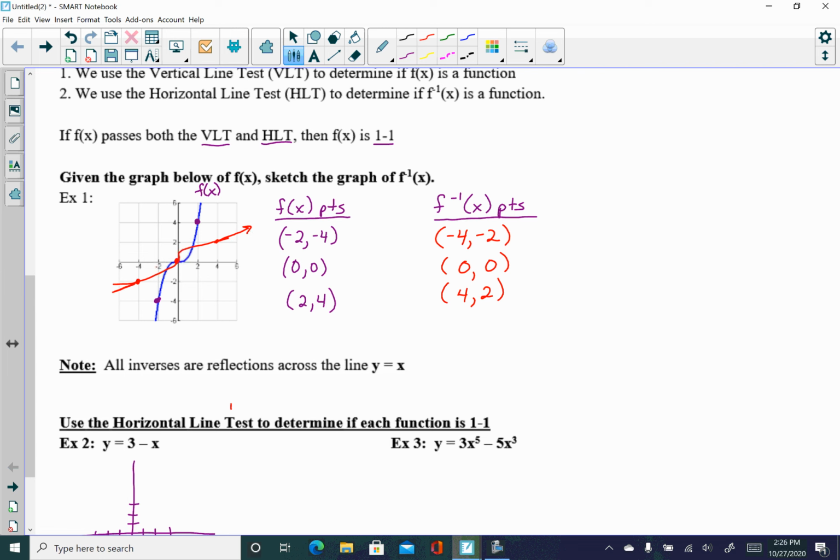This one should come out a little bit more straight than I had it. I think that's the way I want it to look. All right.